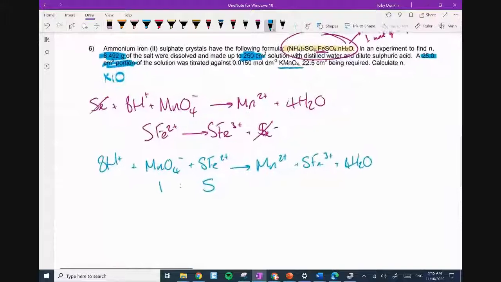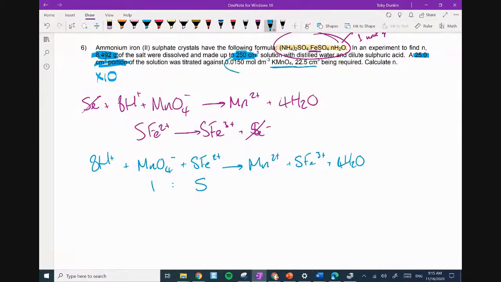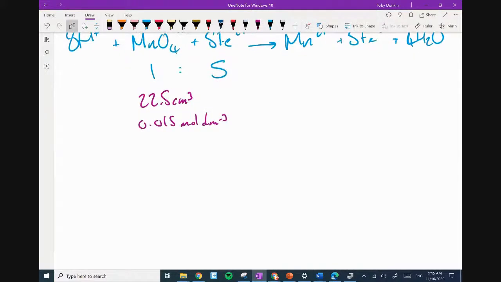Right, where's my titration? 25 of 0.015. So 22.5 centimeters cubed of 0.015 moles per dm cubed permanganate. Right, let's work out the moles, folks. 22.5 multiplied by 0.015 all over 1,000, C times V over 1,000, gives 3.375 times 10 to the minus 4 moles of permanganate.